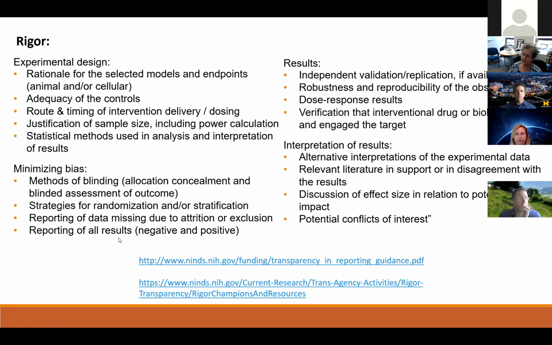And then I'll give you two websites that are helpful. This comes specifically from this website, Transparency in Reporting Guidance, which I want to thank Robin Conwit for sharing with us. And then there's also a trans-agency activities. This has really been a focus of NINDS since a paper that was led by the director of the NINDS at the time in 2012, really emphasizing the need for preclinical rigor prior to moving into a clinical study.